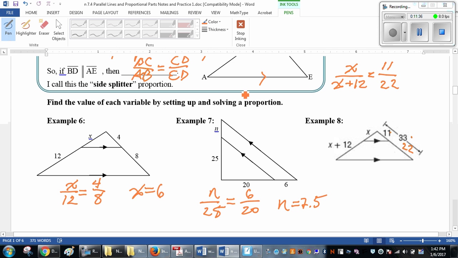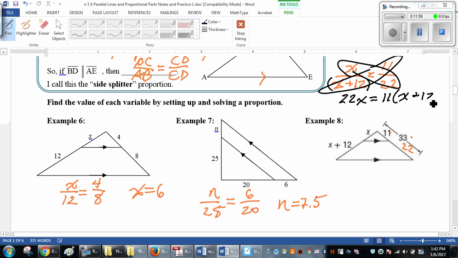Now I can go ahead, cross multiply and solve, and let's do the algebra for this one. Cross multiply. I'm going to move down here now. We get 22 times x equals, now remember, if you have an expression here, put it in parentheses before we cross multiply, 11 times (x plus 12). There's our cross multiplication. Now we have an equation we can solve. Distribute that 11. 22x equals 11x plus 11 times 12, which is 132. Okay, now solve for x.